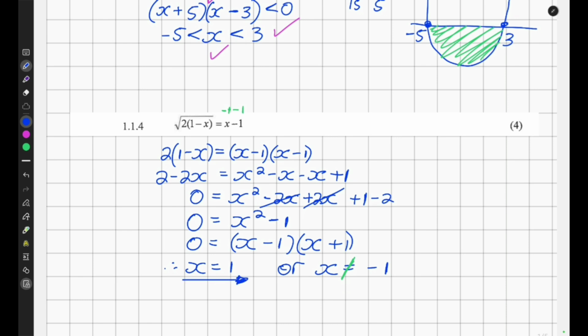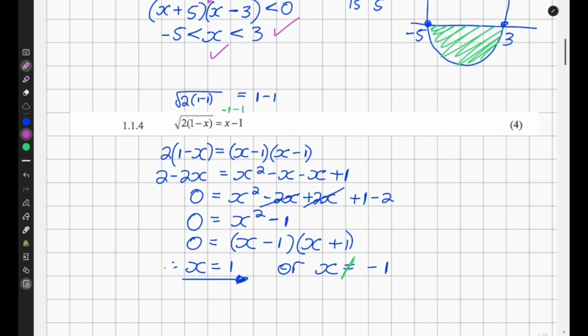Now, please test both sides. Sometimes both of them are fine, sometimes none of them are fine. You need to make sure. Don't just test the one and then leave the other one. Okay, so if I test if positive 1 can work, this would be 2 times 1 minus 1 in a square root. That gives me 0 because it's 2 times 0. And then on the other side, 1 minus 1 is 0. So yes, if x is 1, the two sides are equal to each other.